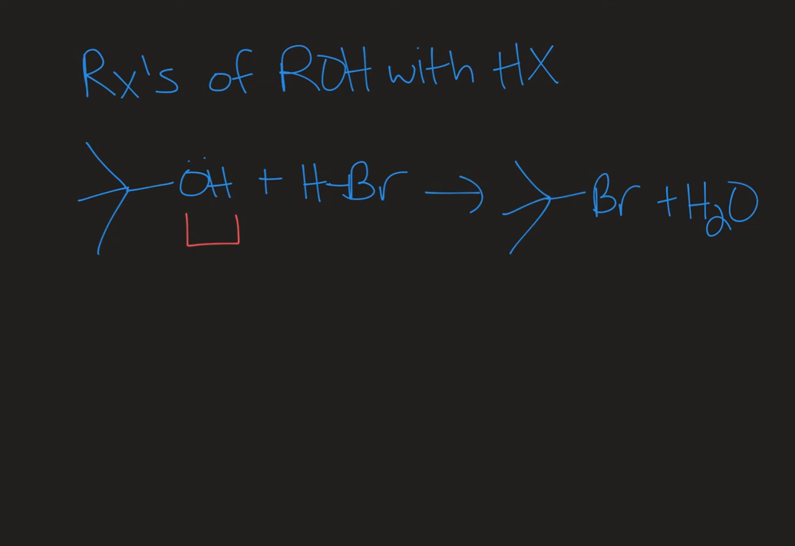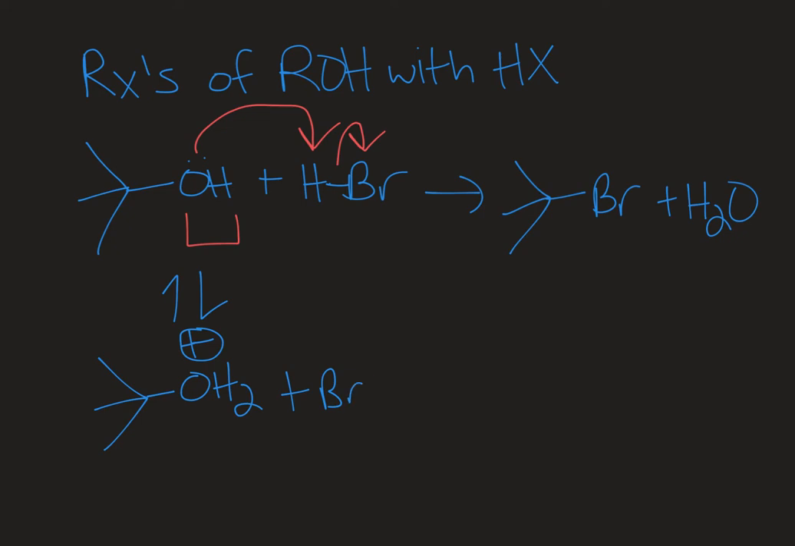So a lone pair of electrons on this oxygen atom will pluck off this proton here, and these electrons will go onto the bromine. And that will give me a good leaving group now because I have essentially a water molecule attached to my starting material. And then I've also in the process generated bromide, which is going to act as my nucleophile in this reaction.